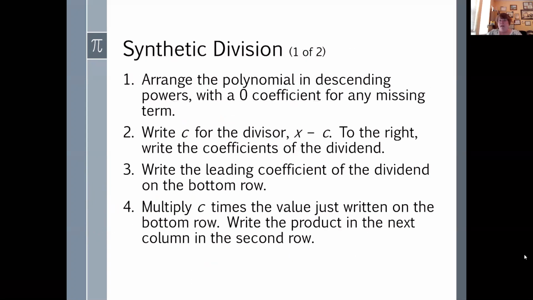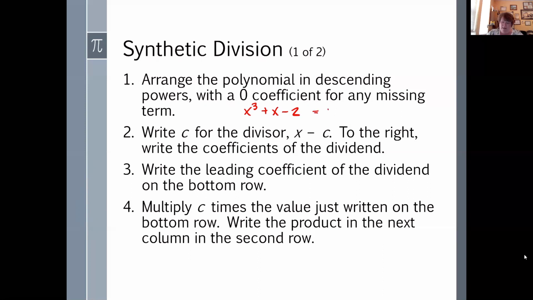Arrange the polynomial in descending powers with 0 coefficients for any missing term. Well, what do we mean by that? Let's say your dividend was x to the third plus x minus 2. The x squared term is missing. It's not there. So what that means is the x squared term actually has a coefficient of 0.